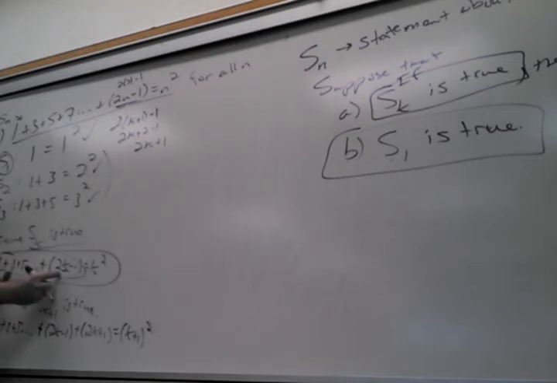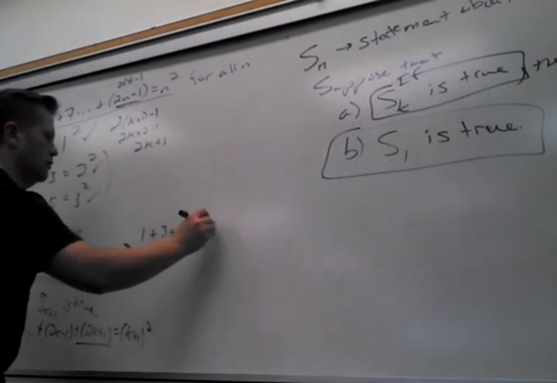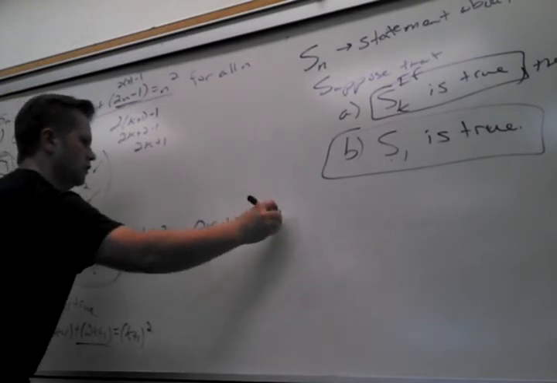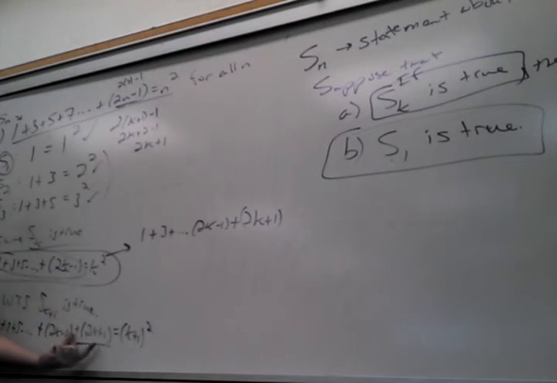So here's what I know is true. How do I make this side look like this side? What's the only difference from here to there? The 2k plus 1, right? I know this equation is true because I assumed it was. So if I want to add 2k plus 1 to this side to make it look like this, what do I have to do to this side? Same thing. So I'll have 1 plus 3 plus and so on up to 2k minus 1, and then I'm going to add 2k plus 1. I'm going to add 2k plus 1 here. Why would I do that? Because I'm trying to prove this statement is true, so I'm going to do what I need to do to make it start looking like this statement, right?